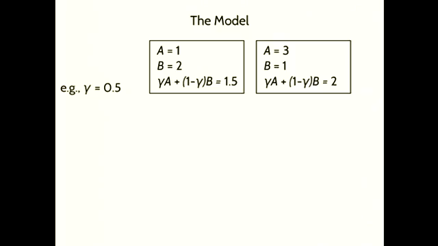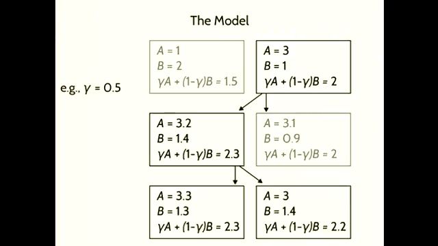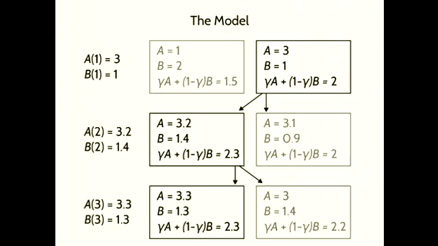We look at the quantity gamma A plus 1 minus gamma B. The individual with the maximum value becomes the parent of the next generation. We duplicate that individual. It has 2 offspring. We add some noise to each of the A and B values, and repeat. Because we only have 1 parent in each generation, we call the A value of the parent in the t-th generation A of t. So A of 1 is 3, B of 1 is 1, A of 2 is 3.2, and so on.